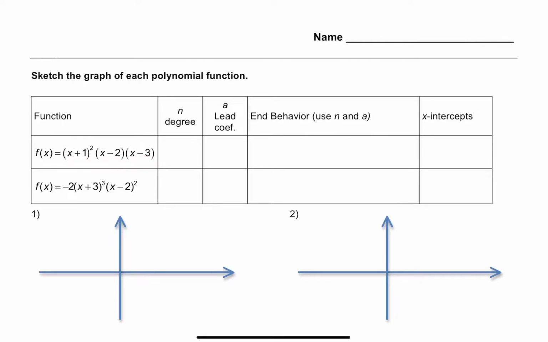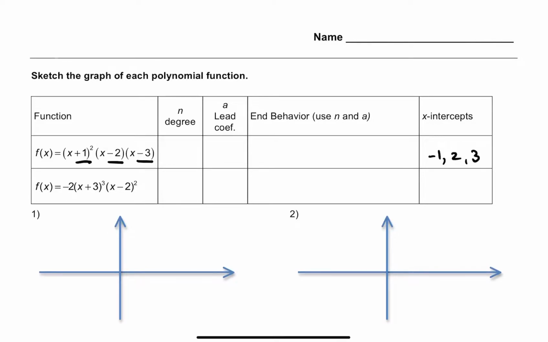So in this case, the x-intercepts are -1, +2, and +3. Now, we also have to pay attention whether any of those x-intercepts are repeating more than once. And if you look over here, you will see that x plus 1 is repeated twice. And this is really important because that means, so this one repeats twice.